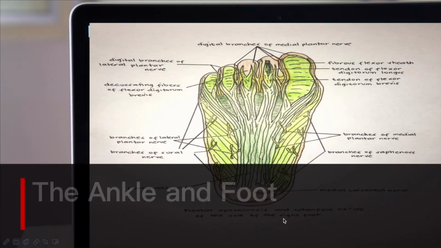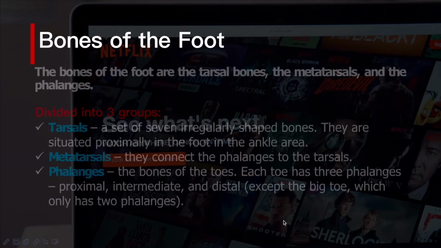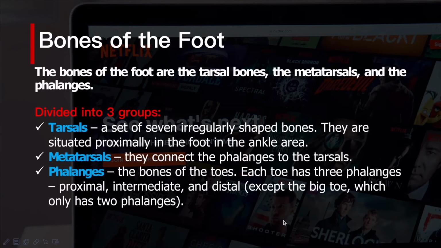The last section of the lower limb is the ankle and foot. Bones of the foot. The bones of the foot are the tarsal bones, the metatarsals, and the phalanges. The bones of the foot provide mechanical support for the soft tissues, helping the foot withstand the weight of the body while standing and in motion. They are divided into 3 groups. Tarsals, which are a set of 7 irregularly shaped bones.